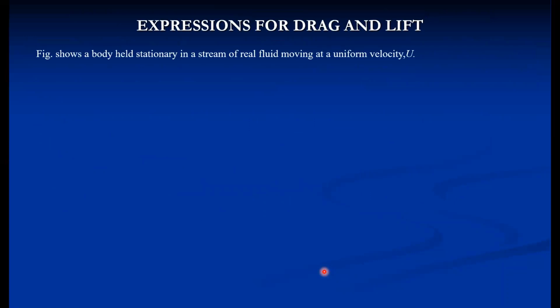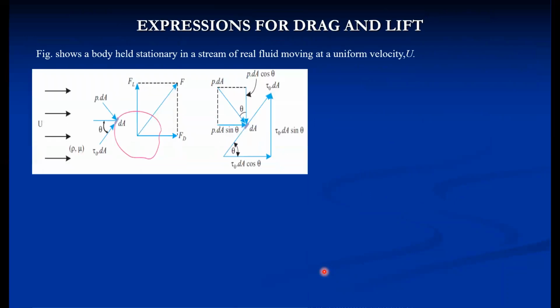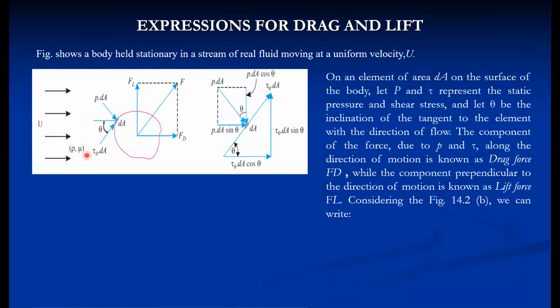Now the expressions for the drag and lift force. Consider any arbitrary body which is held stationary in a stream of real fluid, and the velocity of this free stream is capital U. The fluid density is rho, and its viscosity is mu, because it is a real fluid. Now, on an element dA on the surface of the body, let p, small p, and tau represent the static pressure and shear stress. These are the forces acting here on the elemental area dA. Let theta be the inclination of the tangent to the element with the direction of flow.